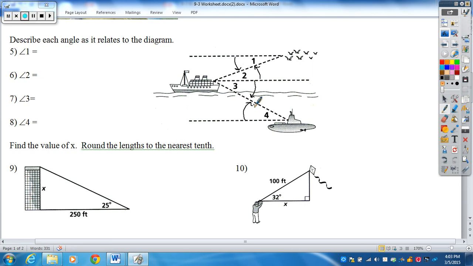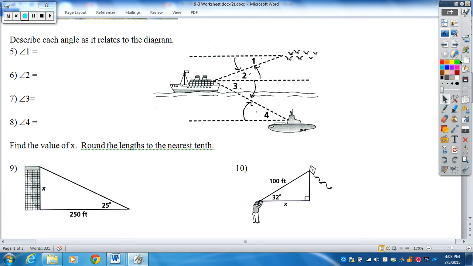Now, can anyone tell me what the relationship is between angles 1 and 2 or angles 3 and 4? Think about that. I hope that you're thinking in your mind that those are both alternate interior angles. 1 and 2 are, and 3 and 4. So as a result, these two angles are going to be congruent, and these two angles are going to be congruent. So keep that in mind as we look at that.